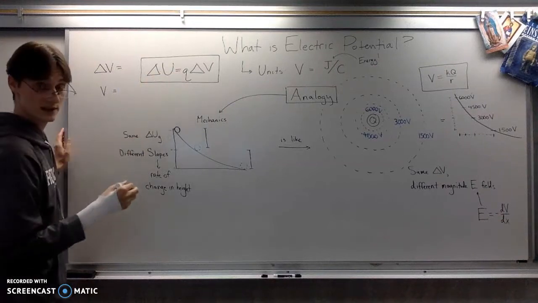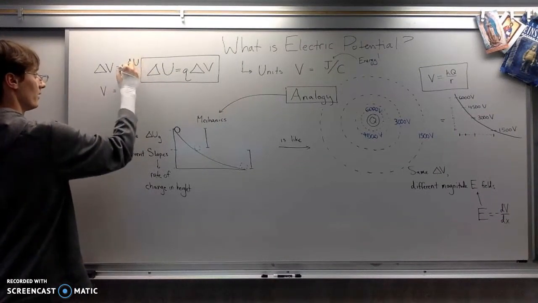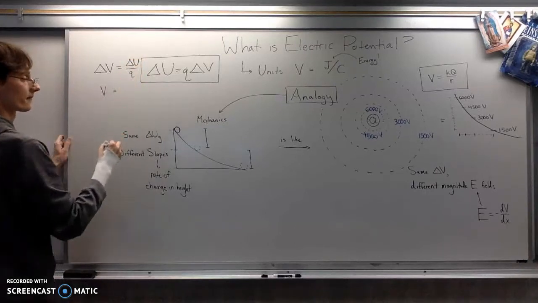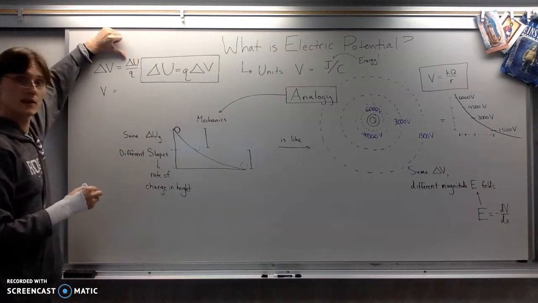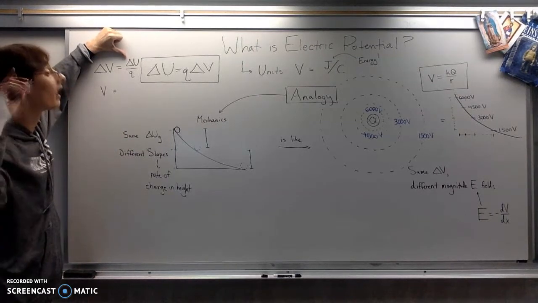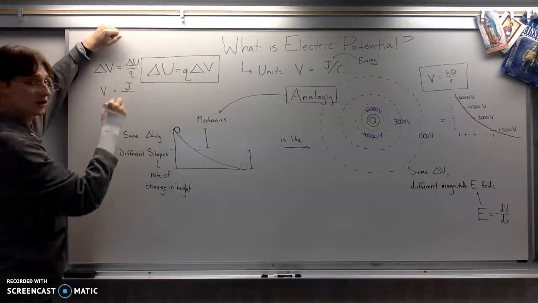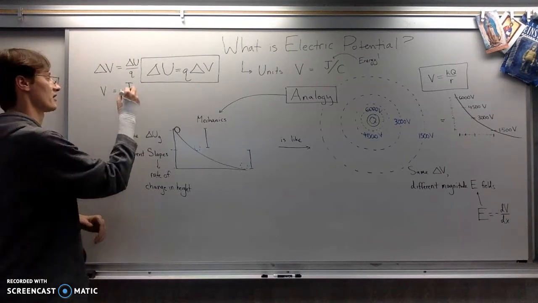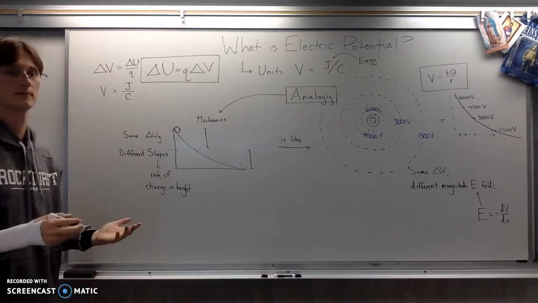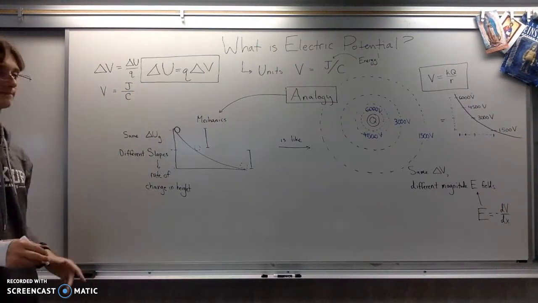But if I solved this equation for volts, it would be delta U over Q. All right, delta U, that's energy. Energy is measured in, let me hear it now. Yes, you said joules. At least I hope you said joules. And charge, just like last unit, is measured in coulombs. All right, so a volt then is a joule per coulomb.